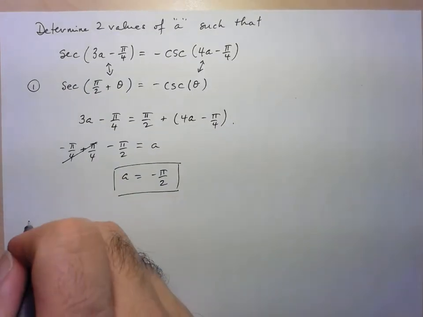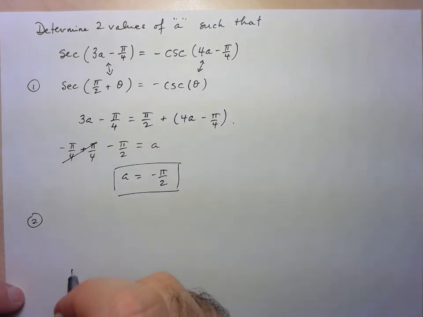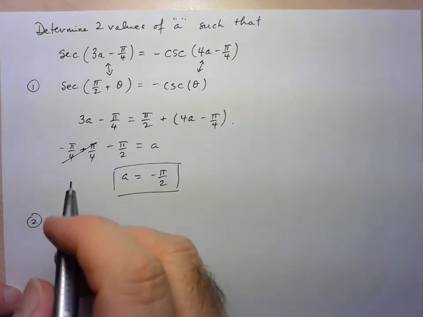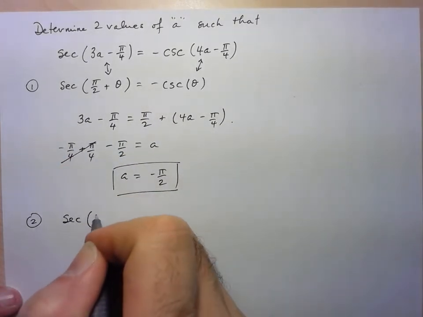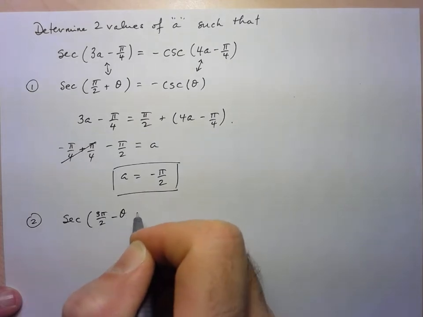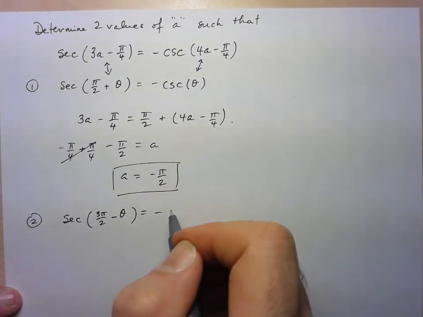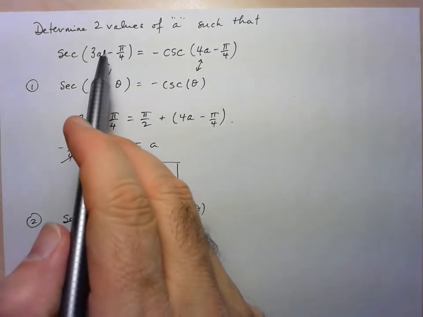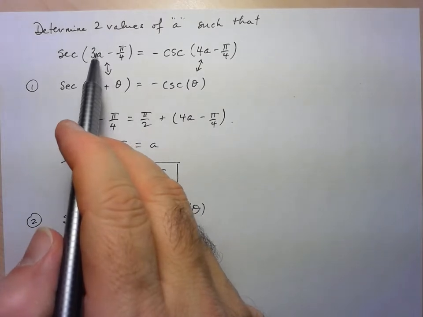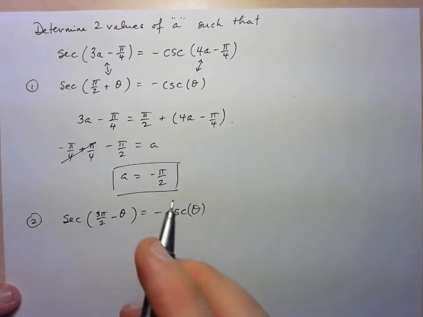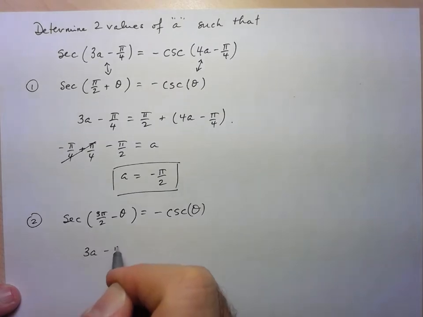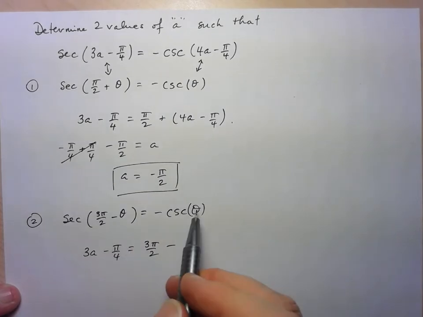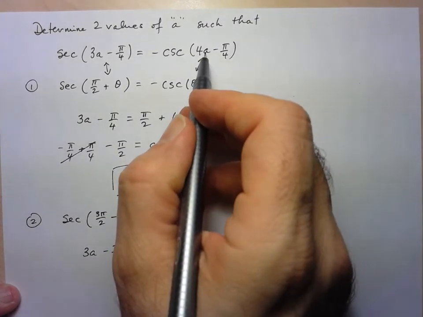All right, my second option is going to be that other relationship between cosine and negative sine, or secant and negative cosecant. That's going to be that the secant of 3 pi over 2 minus theta is equal to negative cosecant of theta. Okay, and again now, the input of the secant, 3a minus pi over 4, is going to be equal to 3 pi over 2 minus theta. So 3a minus pi over 4 is going to be equal to 3 pi over 2 minus theta, but the theta, again, is just equal to 4a minus pi over 4.